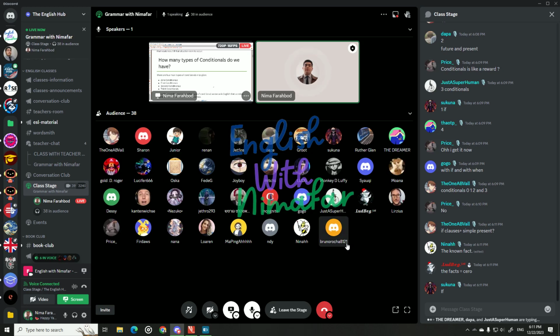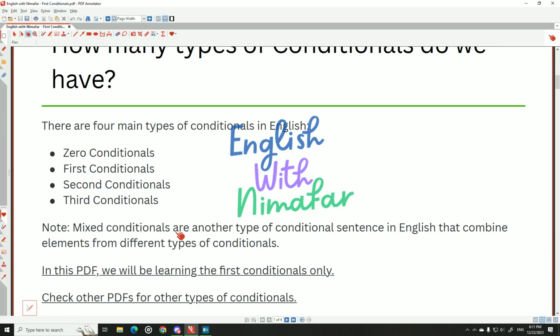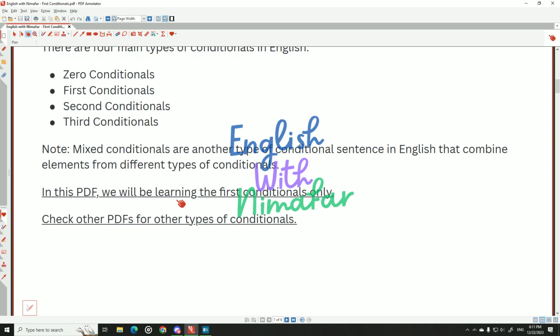We are not going to talk about zero conditional, second or third or mixed. We're going to talk about the first. So, actually, in this PDF, we will be learning the first conditionals only.